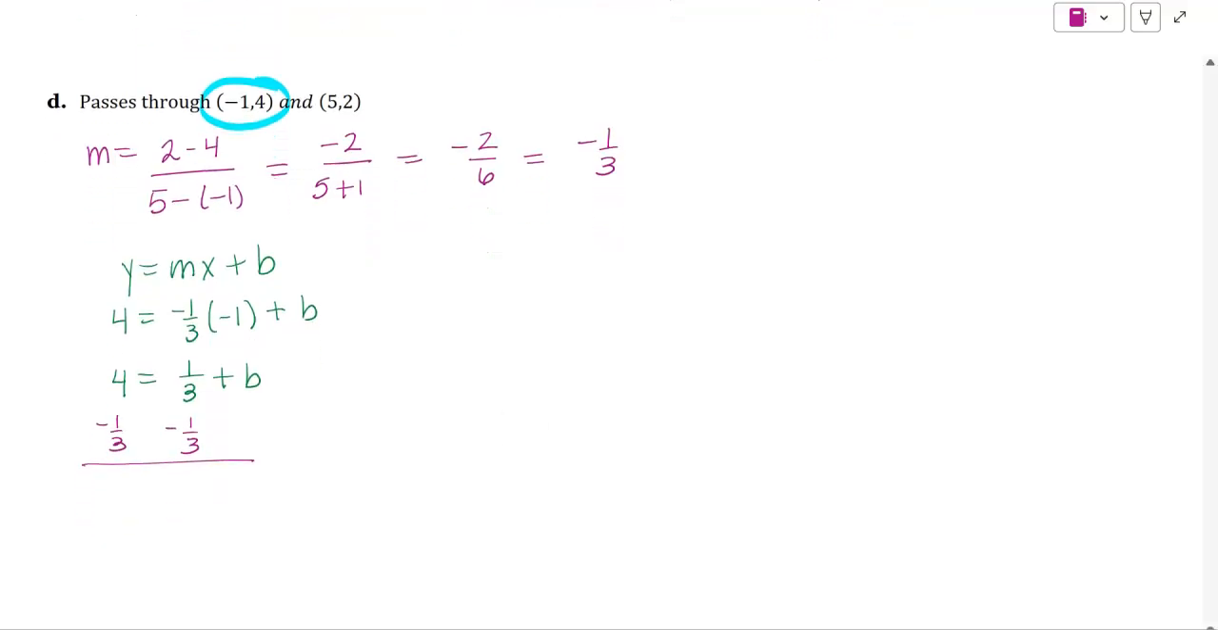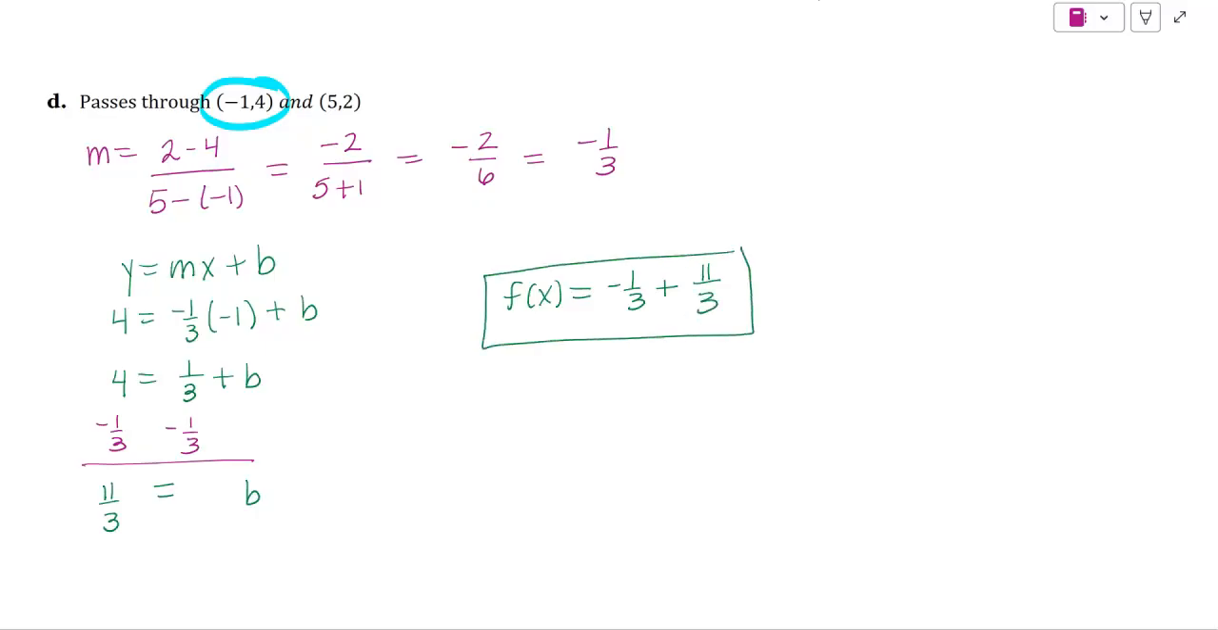If you plug that into a calculator, you'll get that b is equal to 11 over 3. So we think that our formula, our function, is going to be f of x equals, let's see, m was negative 1/3, and then we're getting plus 11 over 3 as our y-intercept. We'll go to Desmos and check that.